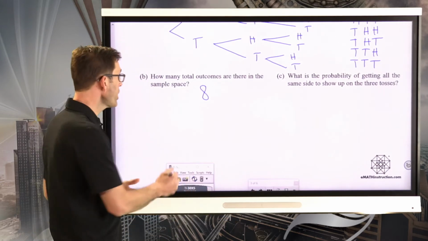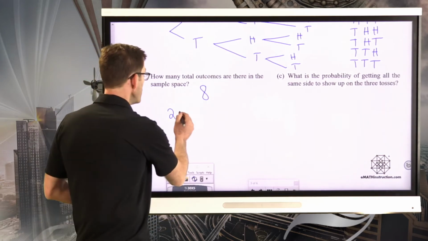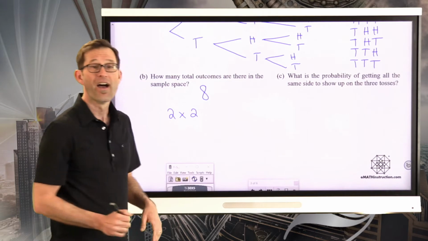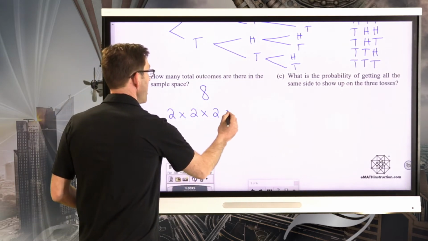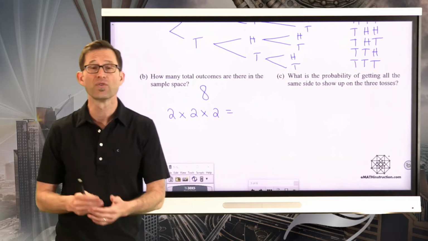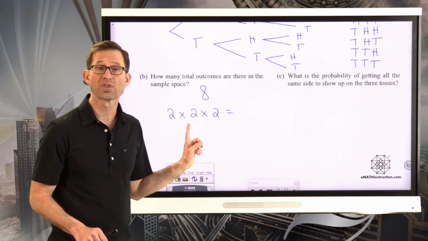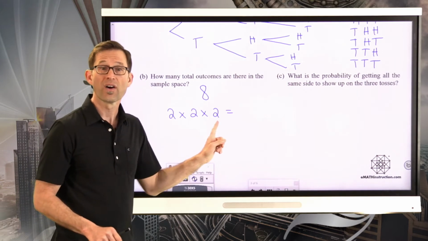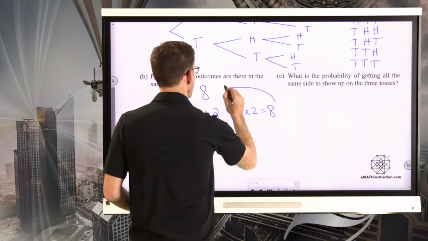Well, right, on coin 1, there were 2 possibilities, head and tail. For coin 2, there were 2 possibilities, head and tail. And for coin 3, there are 2 possibilities, head, tail. Now remember, I'm not adding. I'm not doing 2 plus 2 plus 2, then there'd be only 6 total outcomes. No, I've got 2 times 2, which is 4, right? Times 2 gives me that 8, right?